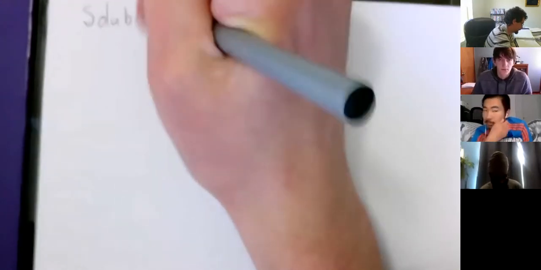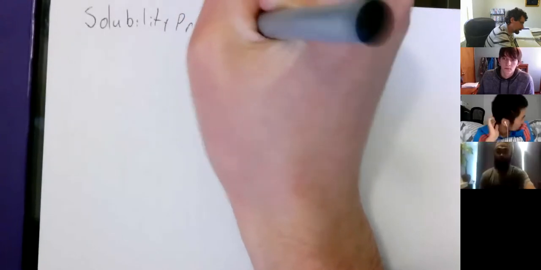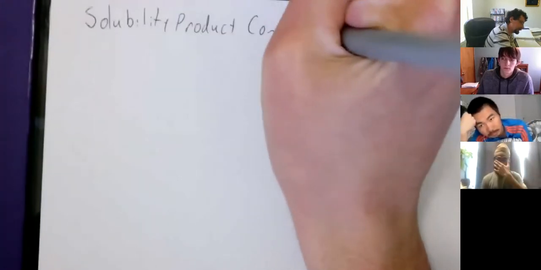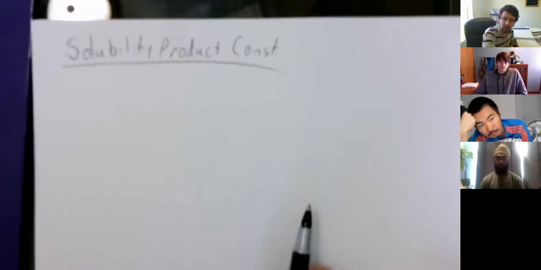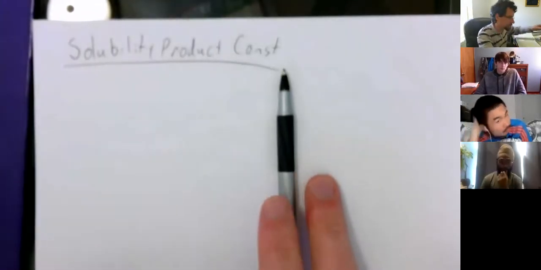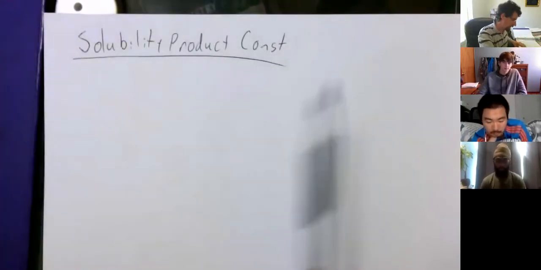Oh, I'm missing letters. Solubility product constant. And what symbol is given for that solubility product constant? KSP. Yep, KSP.